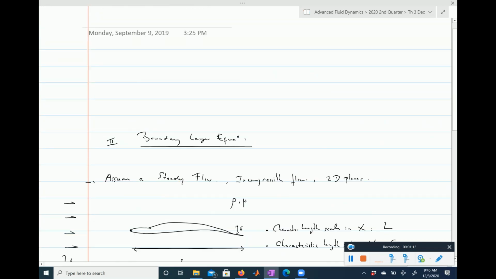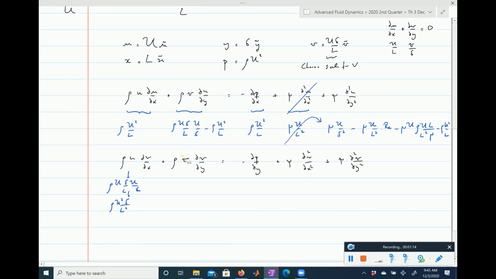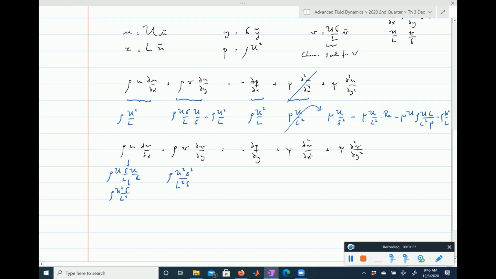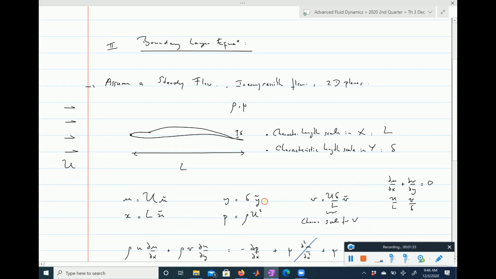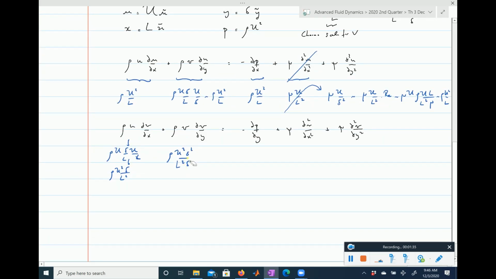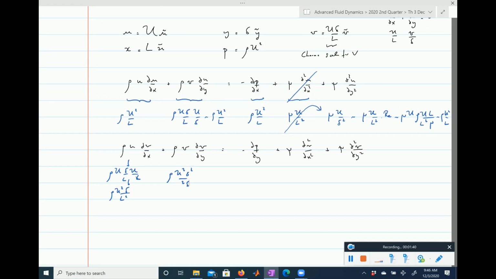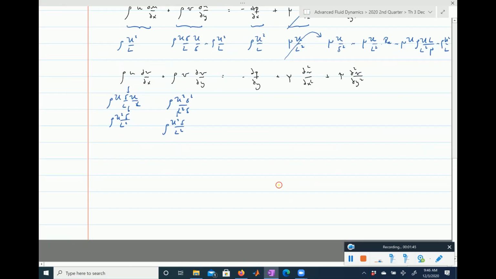Let's take now our second term. This is going to scale with rho v squared divided by delta, right? And v again scales with u delta divided by L. So we have rho u squared delta squared divided by L squared, and divided by delta because of the partial with respect to y. So when we simplify all of the deltas, we have rho u squared divided by L.